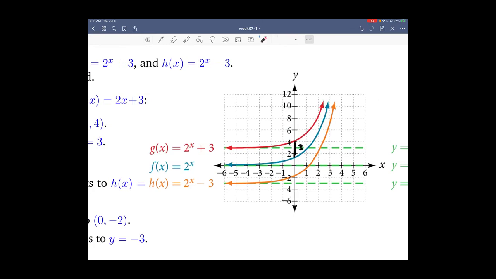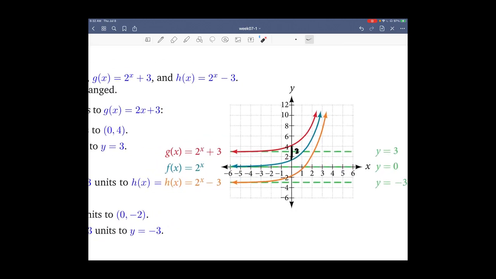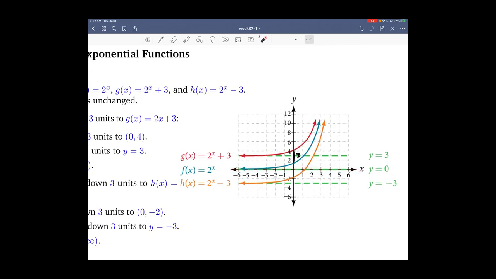So instead of y-intercept at 1, we have the y-intercept at 4. 2 to the power x has y-intercept at 1. 2 to the power x plus 3, the red function, has y-intercept at 4. Of course, the vertical shift also shifts the horizontal asymptote. 2 to the power x has the horizontal asymptote at y equals 0. 2 to the power x plus 3 will have a horizontal asymptote at the line y equals 3.